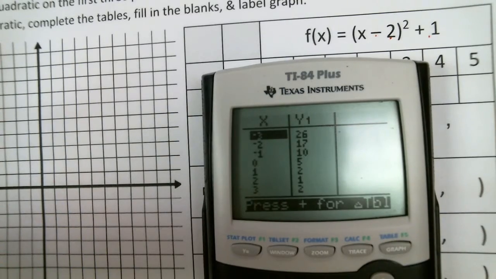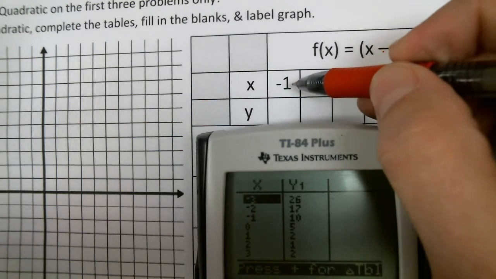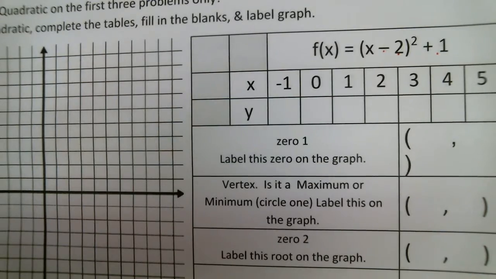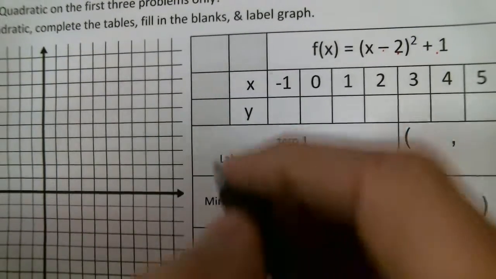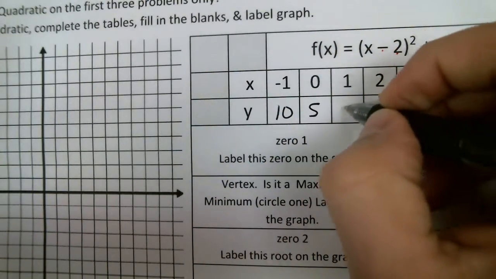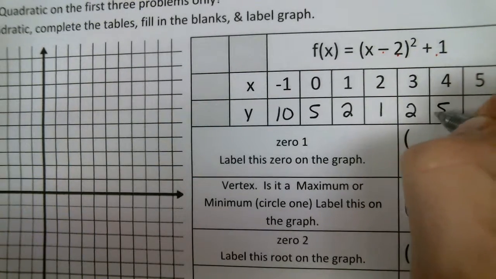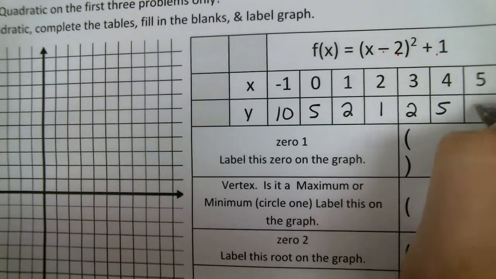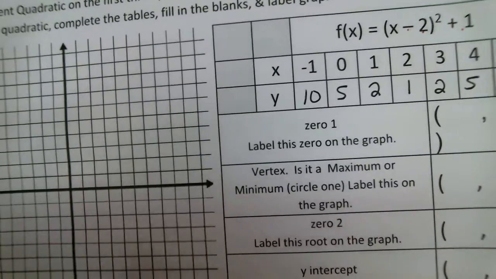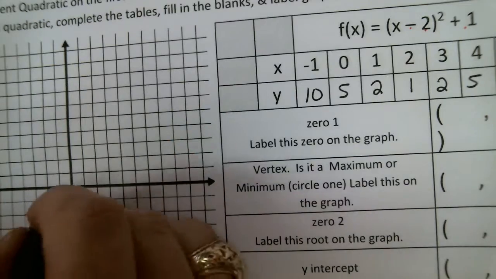Okay, let's go to the second table. Let's fill in this data, and make sure you do it accordingly. We start off at -1, not -3 like last class, and fill in the correct information here. So I have 10, 5, 2, 1, 2, 5, 10. Okay, I'm going to plot this on my graph over here. -1, 10.